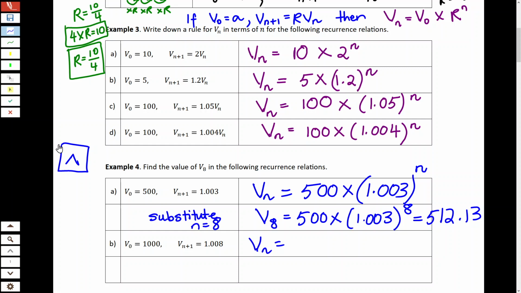Alright, so can you please give me a nod if you were able to get this? I'm getting it. Yeah. Oh, Mr. Chu, I have a question. Yes. And I have another question. Mm-hmm. Why are we substituting n equals 8? Because I've asked you to find V8 in this question. Okay? Yeah. Good job.